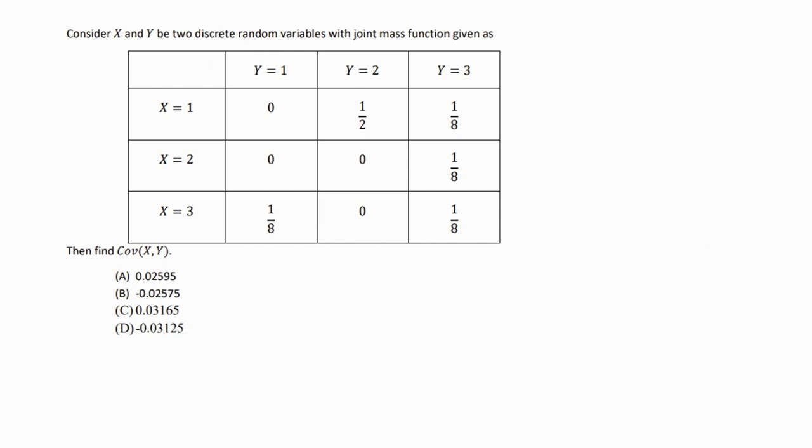So next one we have is that x, y are two discrete random variables with joint PMF, and then we want to find the covariance of x and y. So covariance of x and y is, anybody remember the formula of covariance of x and y in terms of expectation?